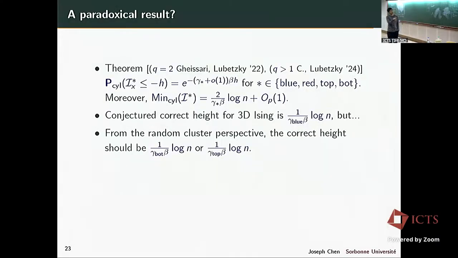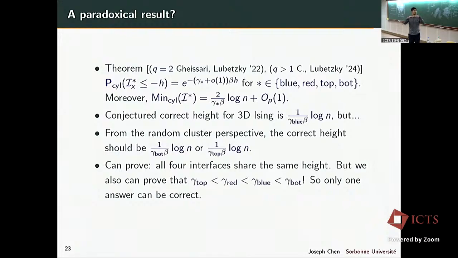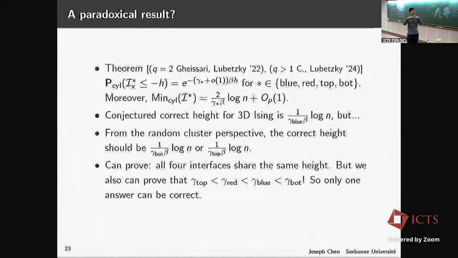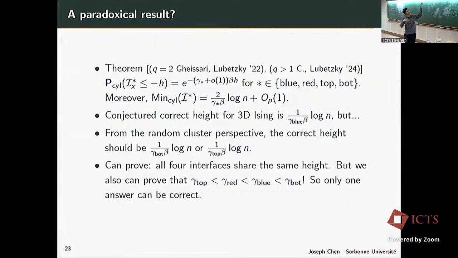But what's curious is that this lifting argument you can do from the perspective of any interface. So from the perspective of the random cluster interfaces, their correct height should be 1 over gamma bot times beta log n, or 1 over gamma top. But I told you that I can show that the 4 interfaces are stuck together, so they all have the same height. And on the other hand, in this work up here, we proved that the 4 rates are different. So gamma top, red, blue, and bot are all different.